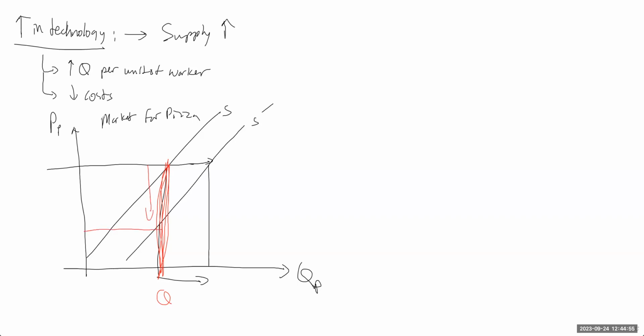Wait a minute. We said costs fall, not price. Now I'm showing you that for a given quantity, price falls. Why? We're in a perfectly competitive world, perfect competition. Everybody can adopt the same technology. There are no hidden secret recipes, that's a different world. In this world, everybody can adopt the new technology.